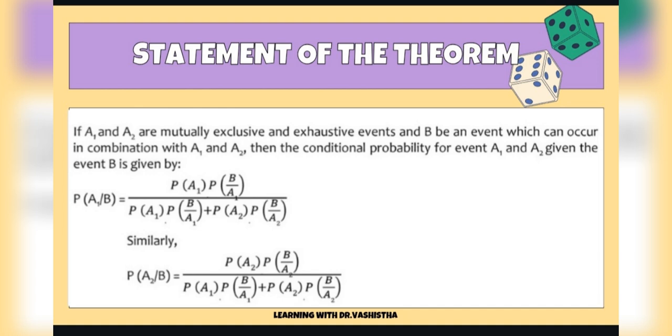This is simply explaining that if there are two events which are mutually exclusive and exhaustive, and there is a third event related to these two events, then what will be the conditional probability of event A1 when B is given or has already happened, and similarly what will be the conditional probability for event A2 when B is given, which is a related event.